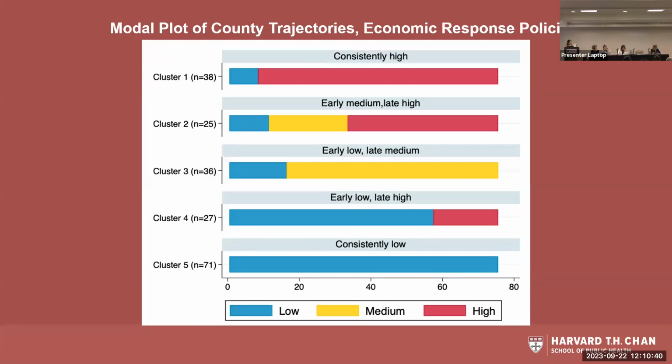For economic response, consistent with that index plot, only about 38 had consistently high comprehensiveness, while nearly 100, those rows near the bottom, were consistently or mostly low, and the remaining 60 or so had varying degrees of comprehensiveness.